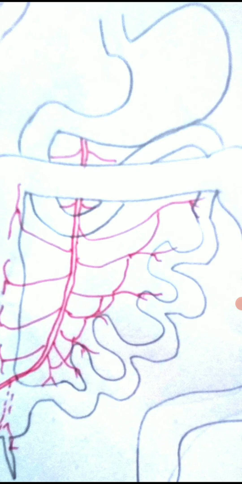The fate of the artery to the midgut: it becomes the superior mesenteric artery, supplying the small intestine and the majority of the large intestine, up to the right two-thirds of the transverse colon.